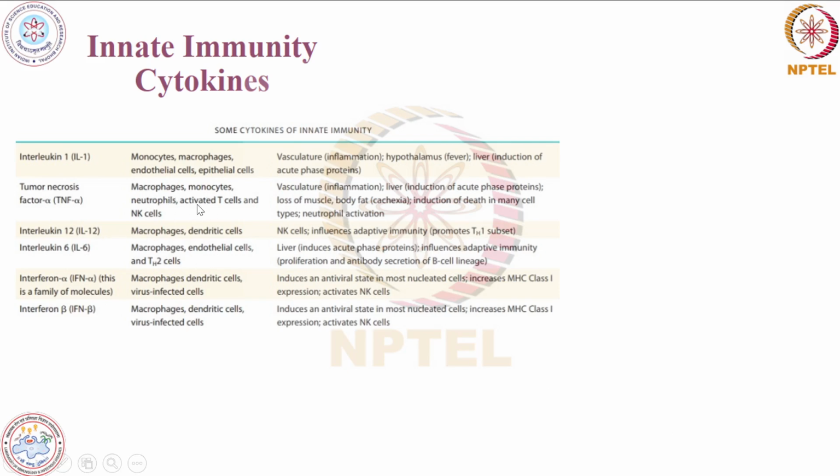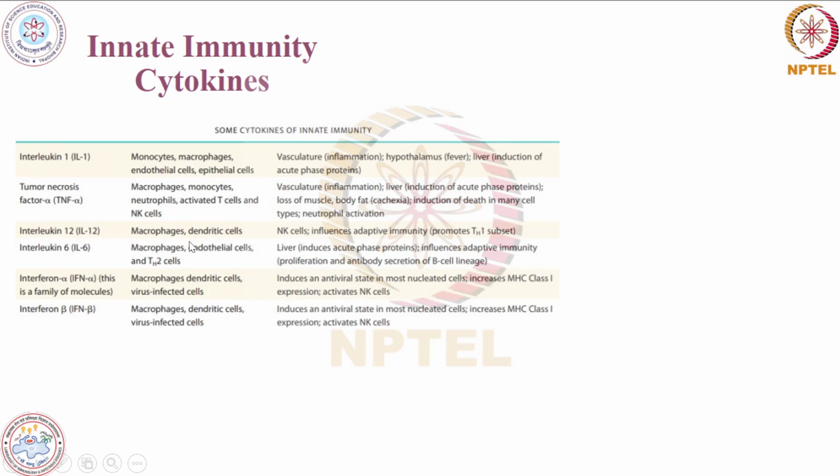So these are released by these cells, and this TNF alpha can help with the inflammation, but in large amounts it can cause cell death. Like if more TNF alpha is released, then it can cause cell death also. And the other cytokine is interleukin 12, that is IL-12.